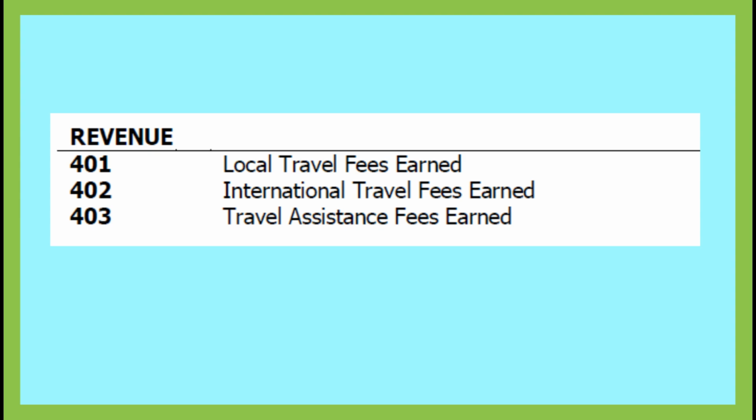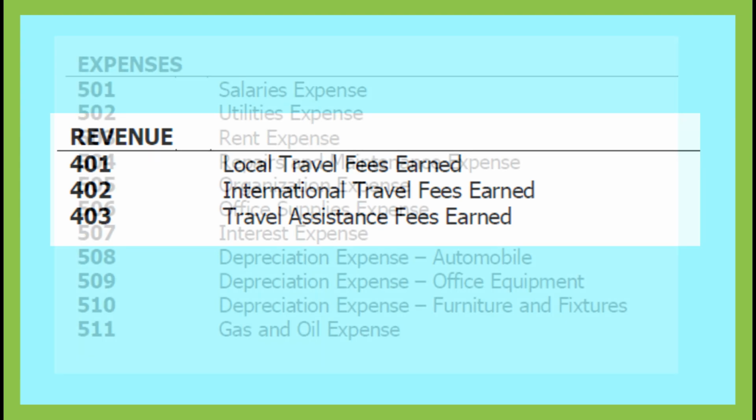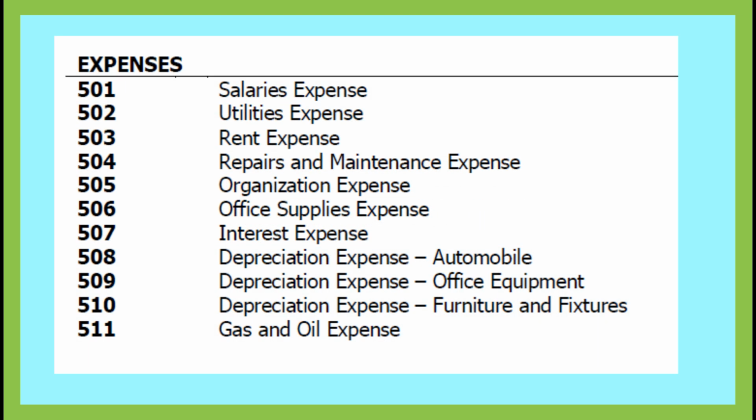Pero pag dinala mo na sila sa Japan, sa South Korea, sa Thailand, ang gagamitin natin yung account code 402, international travel fees earned. At kapag naman account code 403, lahat ng iba pang travel assistance fees na binayad sa kanila, like creation of itineraries or visa assistance. And then, account code 5, gagamitin natin for different kinds of expenses.